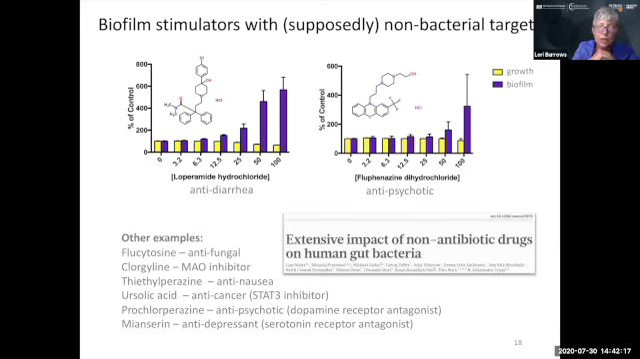So we're not the only people that have seen this phenomenon. This is a paper that came out a couple of years ago from a group in Europe, and they essentially tested the same collection of drugs on about 40 different bacteria isolated from the human gut microbiome. And they saw similar things, that a lot of these bacteria responded to drugs that had nothing to do with antibiotics. So this is something to keep in mind.